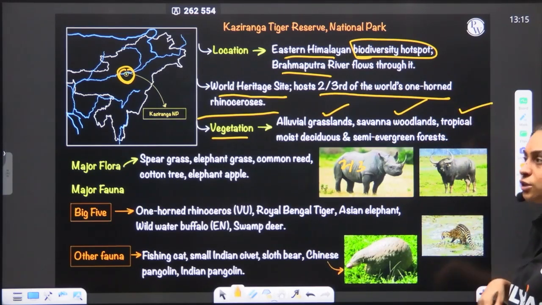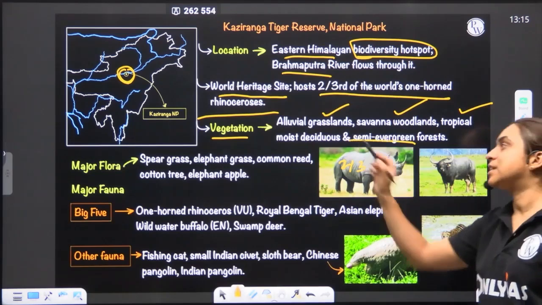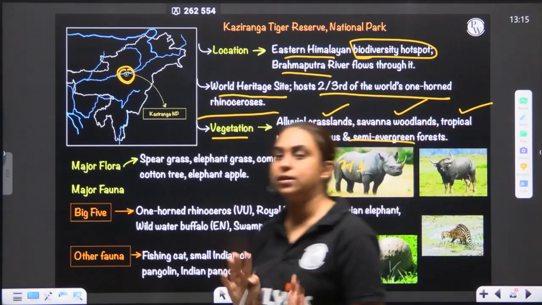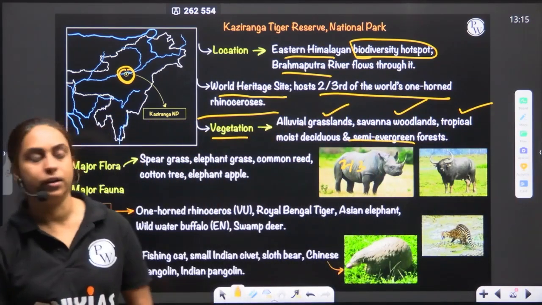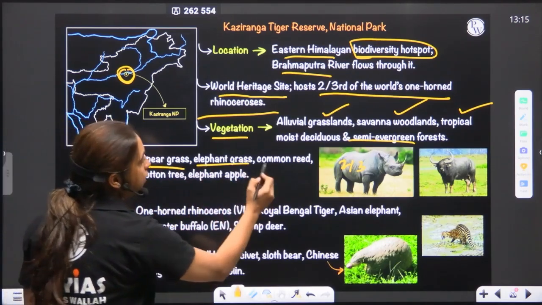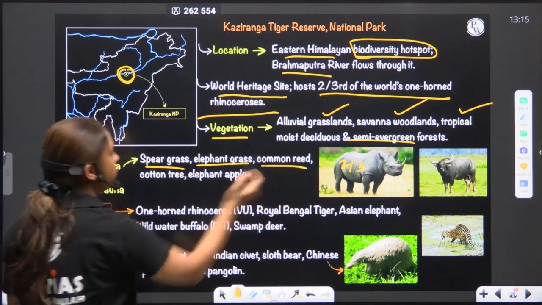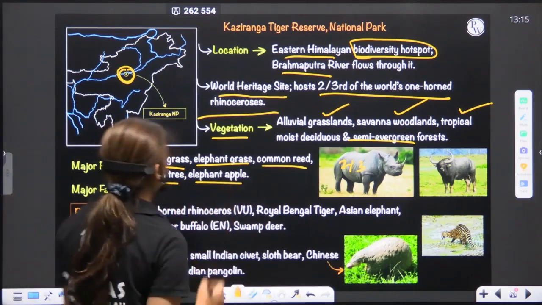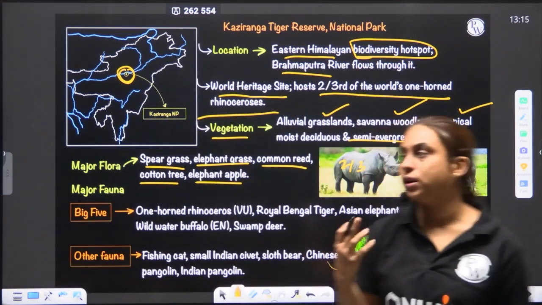You also have some deciduous trees. At some places you will have semi-evergreen trees. So semi-evergreen, deciduous grasslands are there in the Kaziranga National Park. Where there is grasses, there will be elephant grass. The name of the grass is elephant grass, common reed grass, cotton tree, elephant apple. So these are some of the flora that you have.